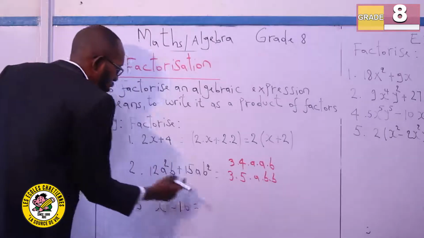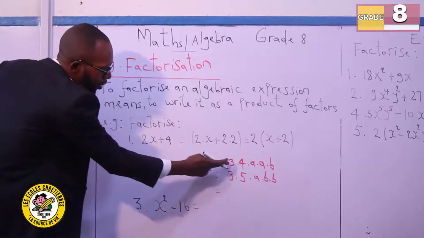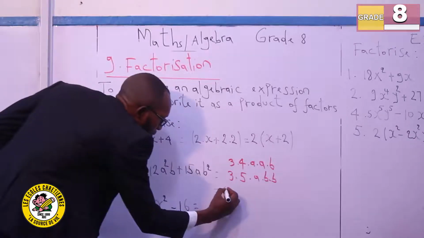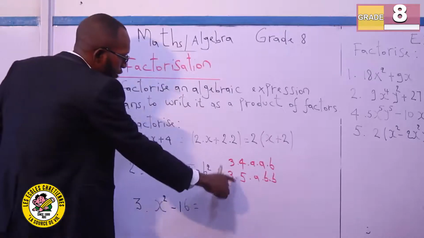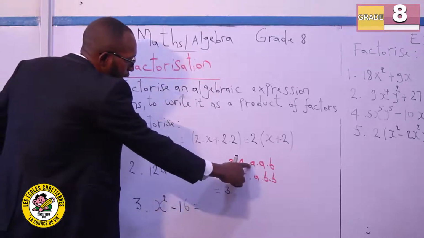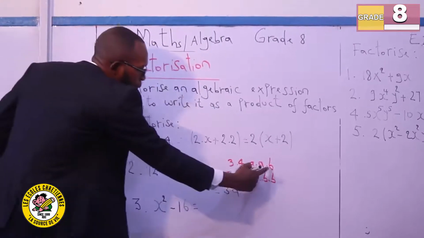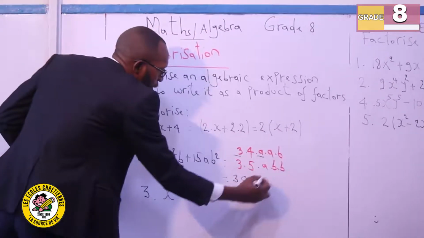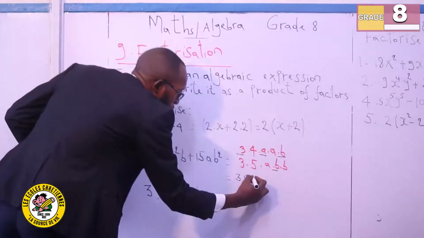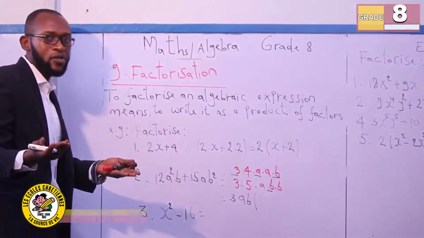If I want to factor this, my answer will be the common factor here. For the first I have a 3, and I see 3 and 3, I take 3. A and A, the common factor, I take A. B, you can underline them if you want. B and B, I take B and B. So 3ab.